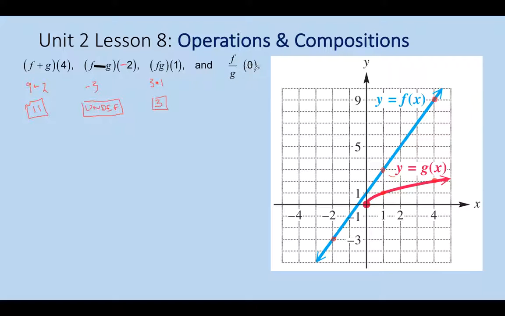All right, last one here. F divided by g of 0. Well, when x equals 0, f of x equals 1. No problem. When I have g of x and x equals 0, it's 0. 1 divided by 0, not happening. So this is another one that is undefined.